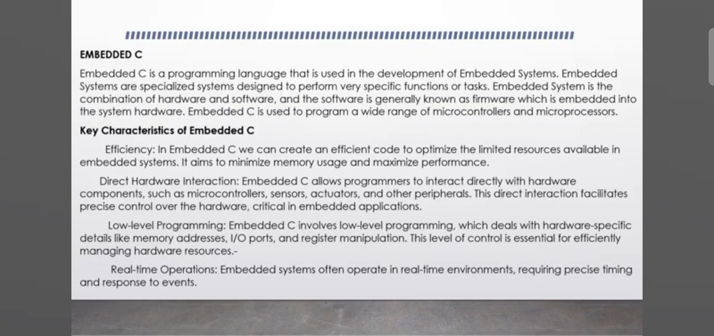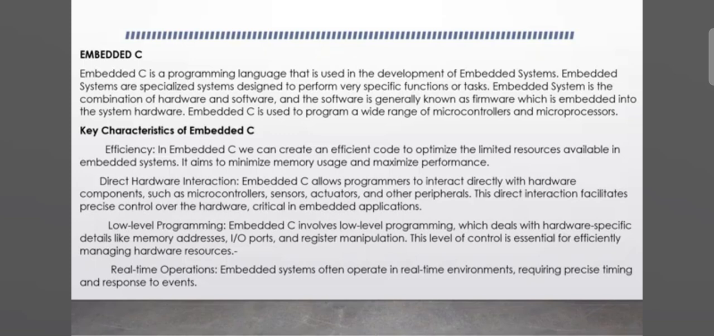Now coming to embedded C. Embedded C is a programming language that is used in development of embedded systems. Embedded systems are specialized systems designed to perform very specific functions or tasks. An embedded system is the combination of hardware and software, and the software is generally known as firmware, which is embedded into the system hardware. Embedded C is used to program a wide range of microcontrollers and microprocessors.